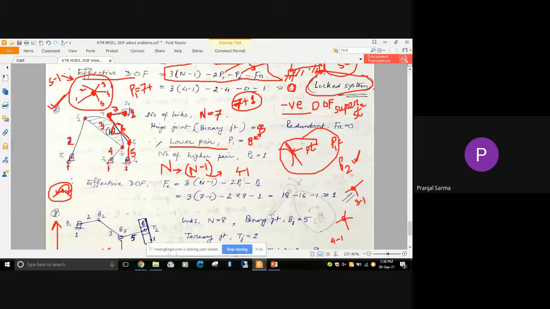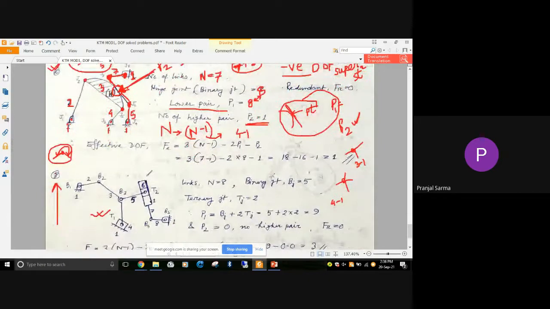Right now for this case, the total number of links we have obtained is n equal to 7. Binary joints we have obtained 8, so the lower pairs will automatically be 8. This position has given rise to a higher pair, so P2 equal to 1. Now we are ready with n, P1 and P2, so just put the values in the equation. Effective degree of freedom equals 3 into n minus 1 minus 2 P1 minus P2. With n equal to 7, P1 equal to 8, and P2 equal to 1, the answer is 1. So that is the main case.